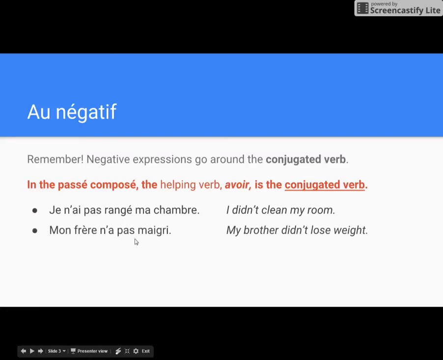Mon frère n'a pas maigri. My brother didn't lose weight. Again, here we have le passé composé, a maigri, and ne pas is going to go around the conjugated helper verb. So, mon frère n'a pas maigri. Et nous n'avons pas parlé de ça. We didn't talk about that. Nous n'avons pas parlé. Le passé composé, avons parlé, et ne pas autour du verbe conjugué, ce qui est avoir. Nous n'avons pas parlé de ça.